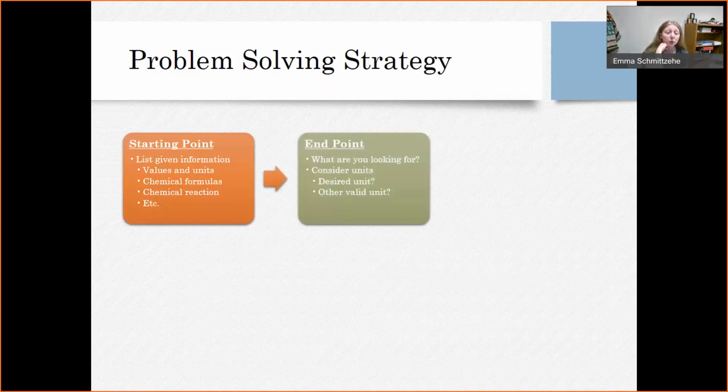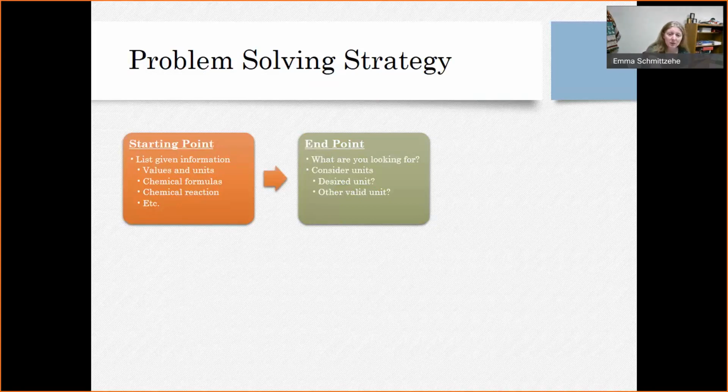And then you look for your ending point. And your ending point is what you are looking for. So what are they asking for? And not only consider that they're asking for, say, a density, but are they asking for a specific unit? Or if they're not asking for a specific unit, what would be a possible valid unit? Some possible valid units. You should at least be aware of that.